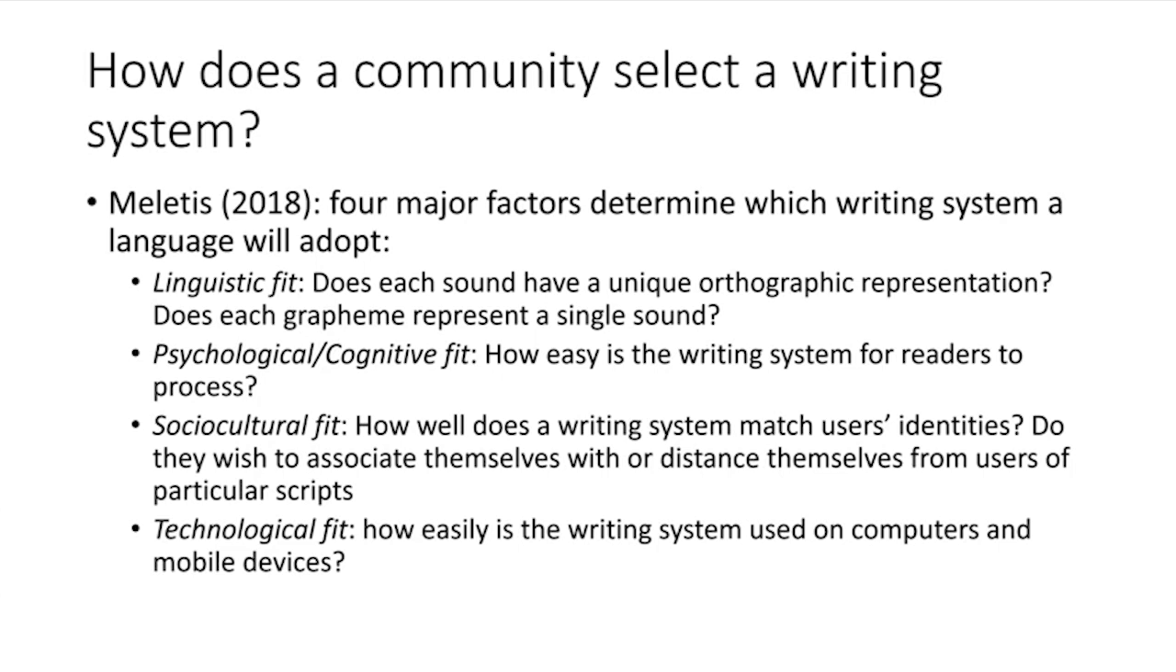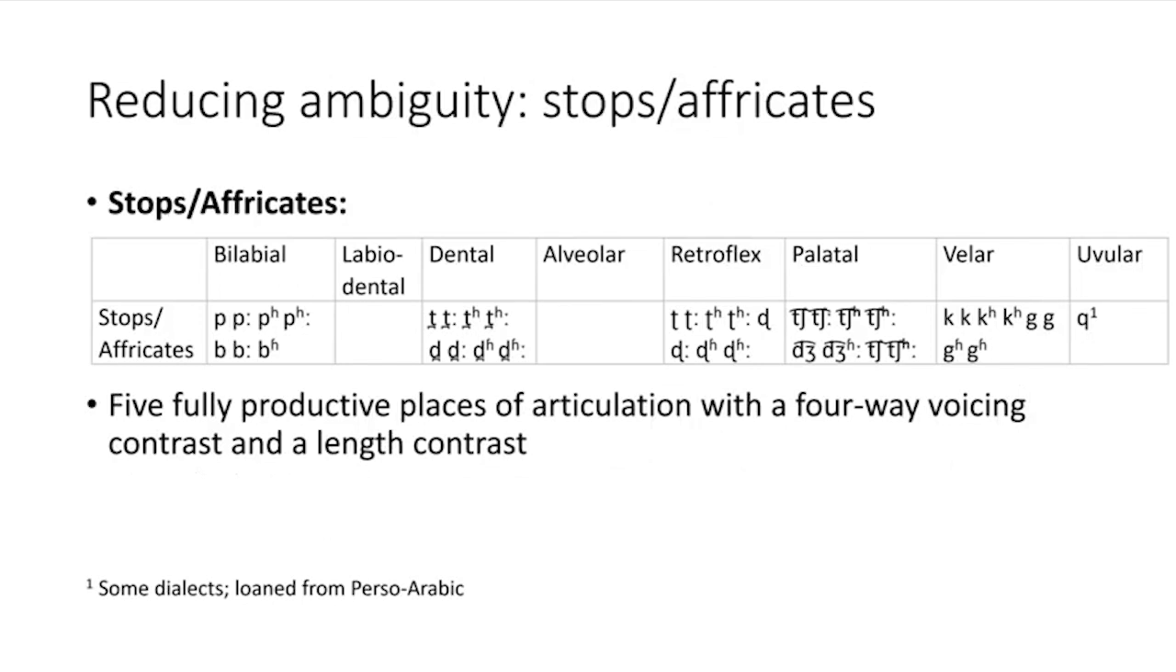So let's look at a few of my findings now. These are all of the stops and affricates in Hindi-Urdu. There are 38 or 39 of them, depending on the dialect. So that's a lot more than we have in English and a lot more than you might think can be represented uniquely in the Roman script. So we have voiced and voiceless consonants. We have aspirated and breathy voiced consonants, and we have geminate or long consonants.